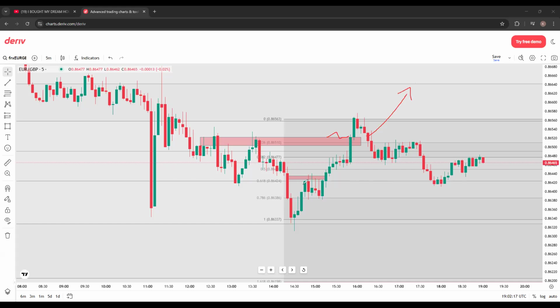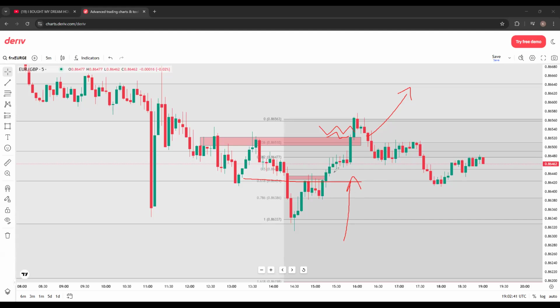Because remember, the person who enters first is this guy who enters with a change of character in M5, and the person who comes second is this one. But this one is risking. Now ask yourself this question: what if this was just a change? Because a change of character doesn't mean you've broken structure or you've changed direction. It tells you that we are about to change direction.